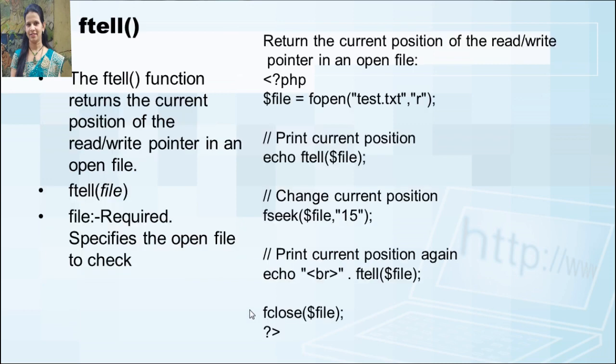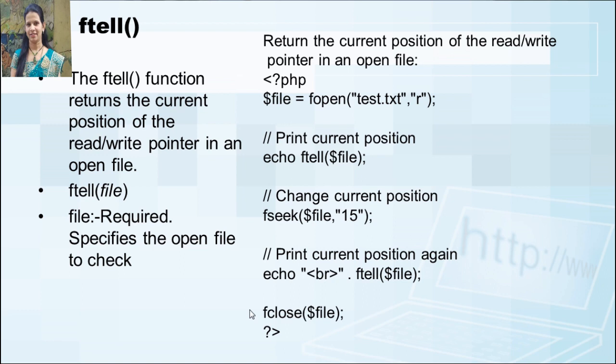The next function is the ftell function. What is the use of this function? The ftell function takes a file handle and returns the current offset in bytes of the corresponding file position indicator. If it is not found, it will return false. The ftell function returns the current position of your pointer, either the read or write pointer in the open file.